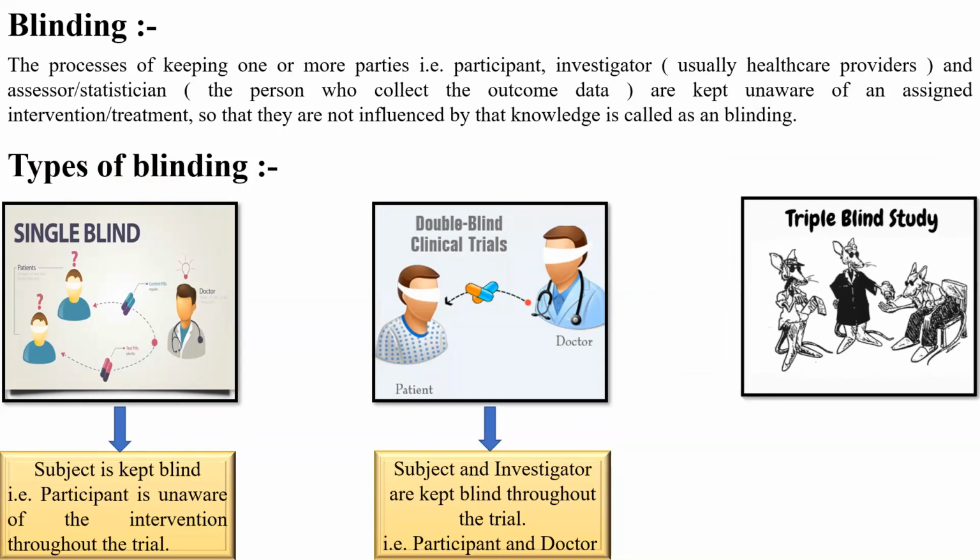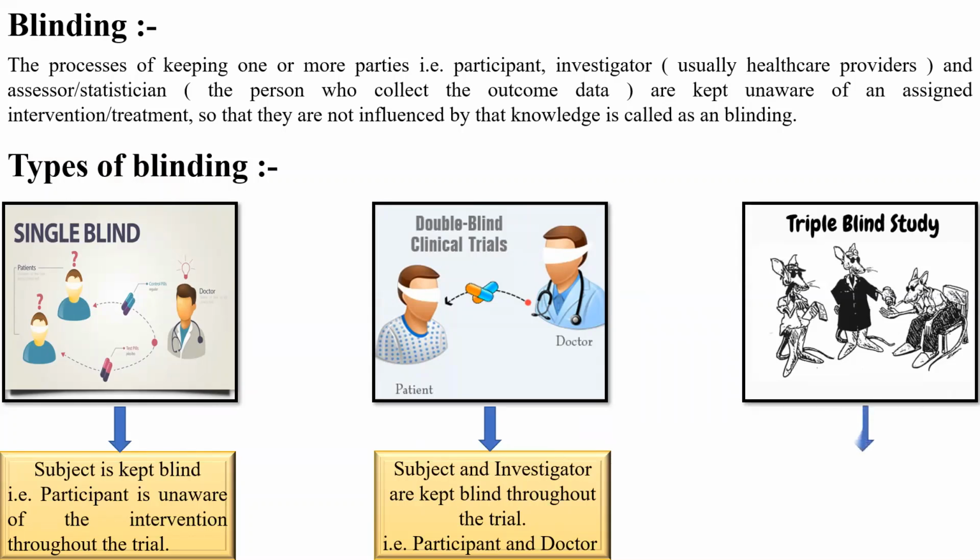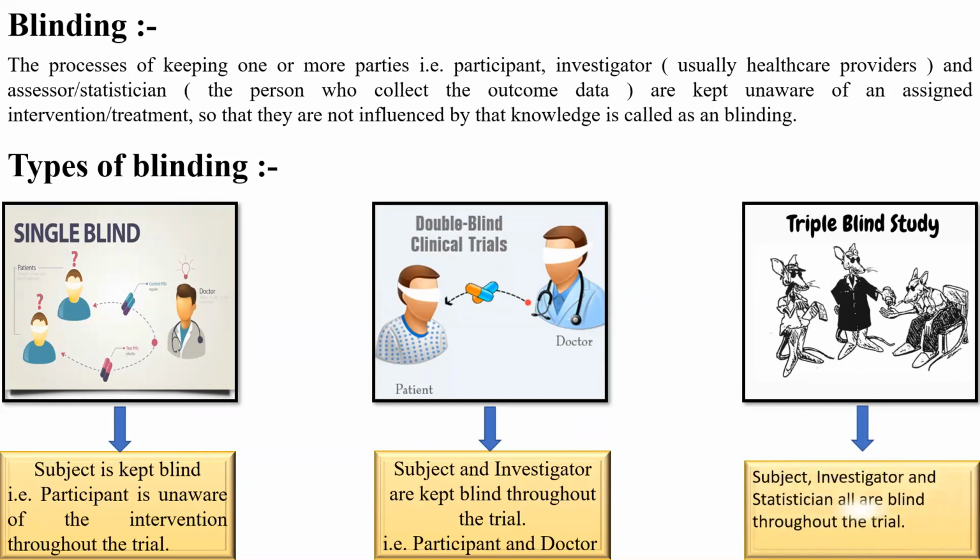Next is triple blind, where all three of them are blind, meaning the participant, investigator, and statistician are all blind throughout the trial. They don't know what the actual work going on is.